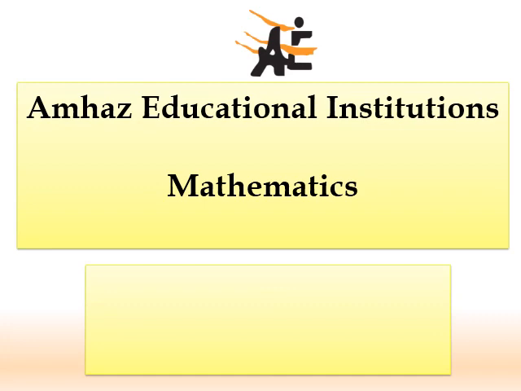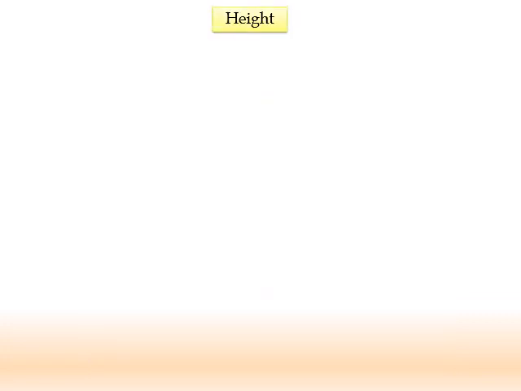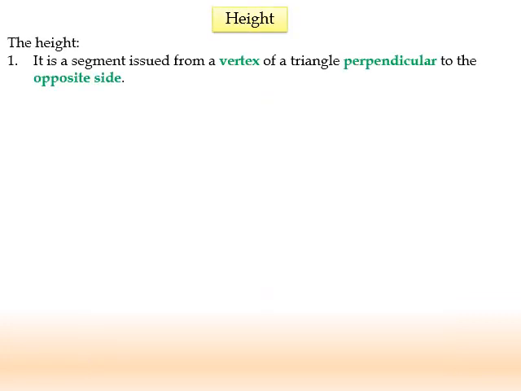Good morning, dear. Today we will talk about another particular line that can be drawn inside the triangle, which is height. Let's start with the definition. It's a segment issued from the vertex of a triangle perpendicular to the opposite side.